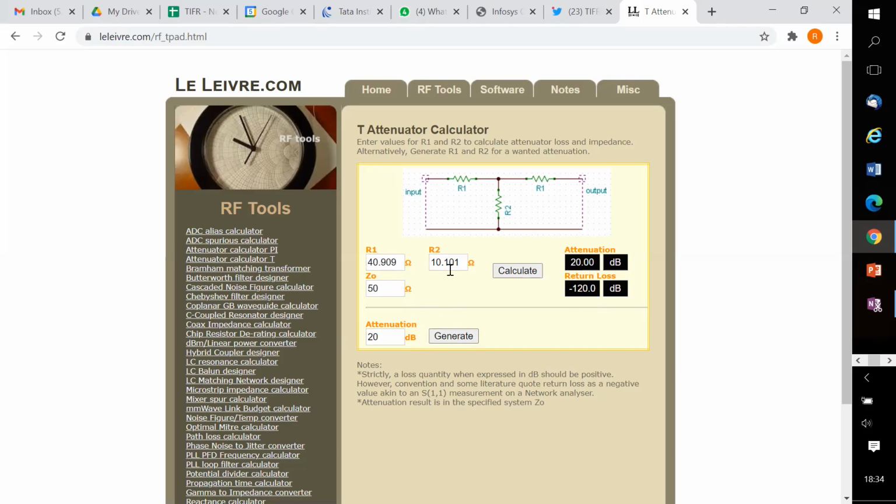Now R1 plus R2 is almost close to 50 ohms. If I go to even larger, let's say 40 dB, then it's again close to 50 ohms. If I go to 80 dB, it's again close to 50 ohms, right? See, 49.99 and 0.01. Now, can someone explain this trend to me? Joydeep?